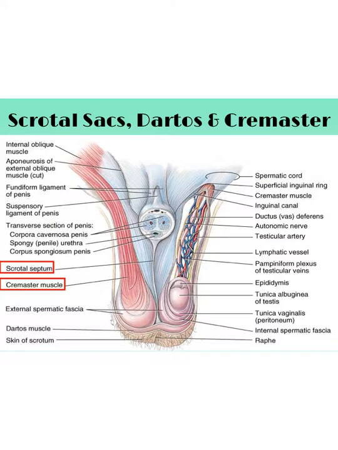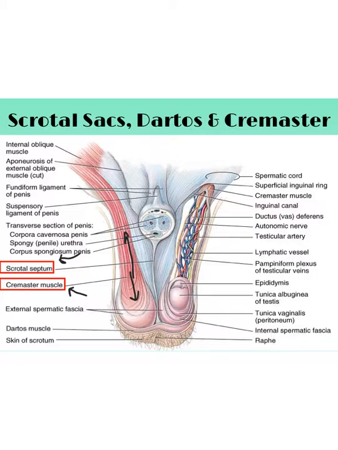Alright, another nice diagram for you. These two are in red, so I'm guessing they're kind of important. Here's the cremaster muscle, which when it contracts will move the testes closer to the body, making them warmer. And if they're too warm, it can relax and move them away, which will cool them down.